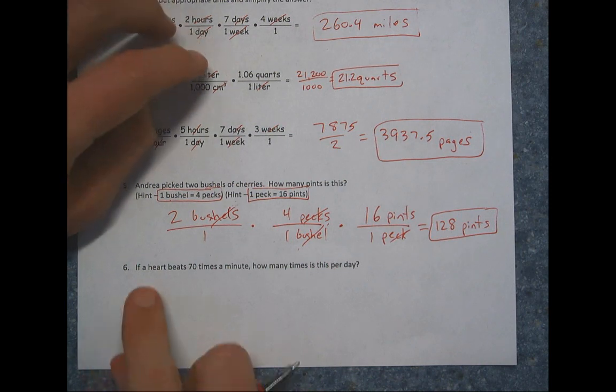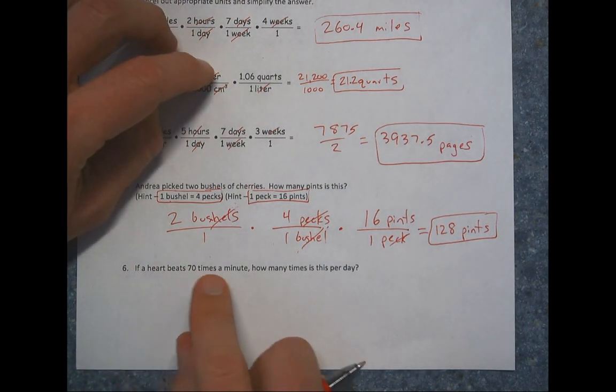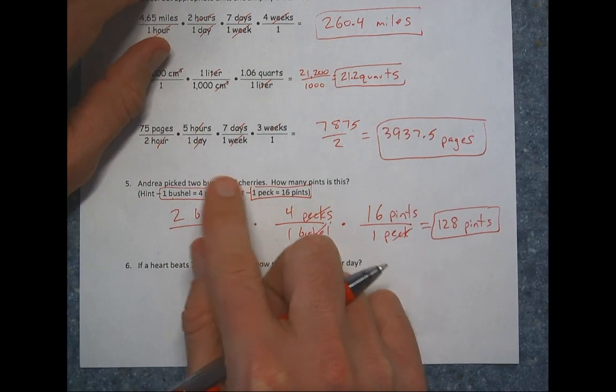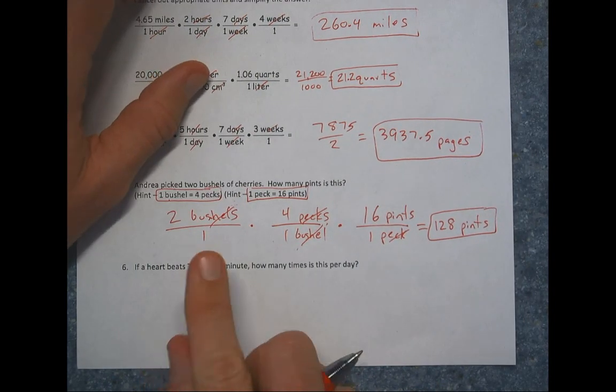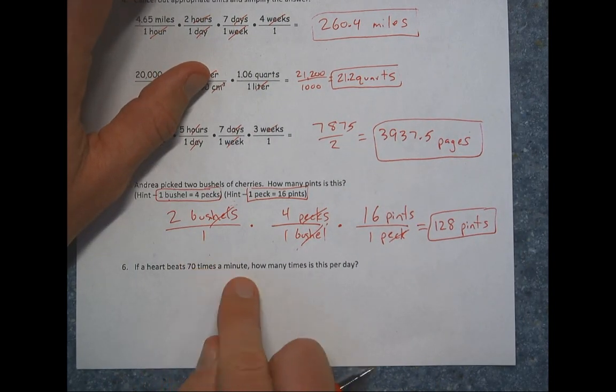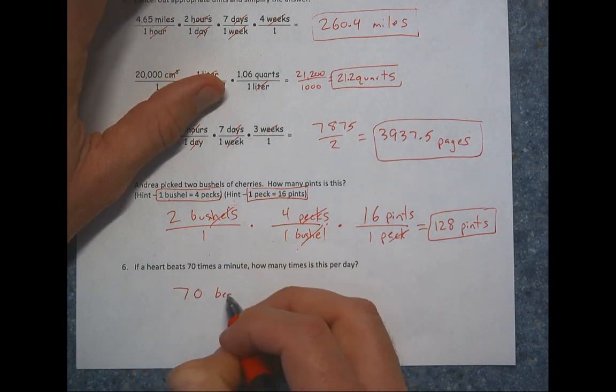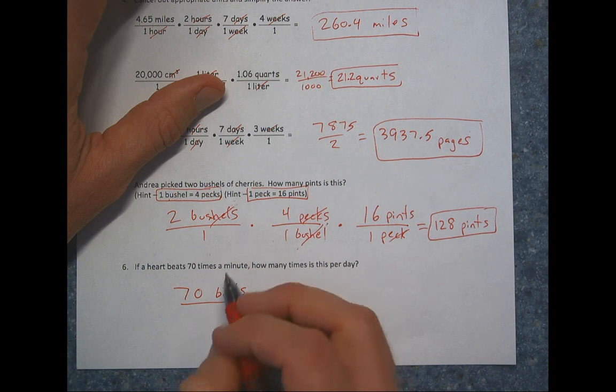Number 6, a heart beats 70 times a minute. So we're starting now with a rate. Here we didn't start with a rate, we just started with an amount. This is a rate, 70 times a minute. So let's go ahead and write our starting rate, 70 beats for 1 minute.